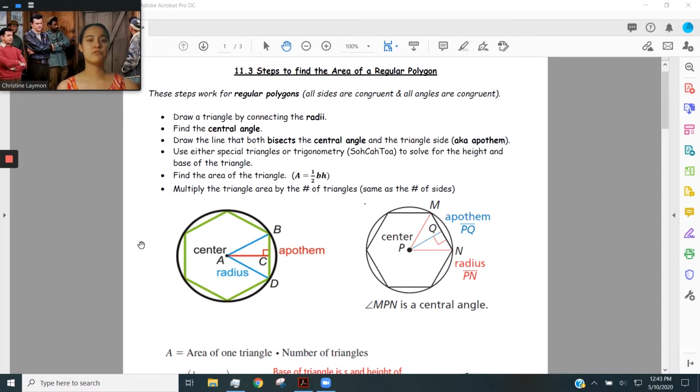Now notice that when we're doing this, we're going to form a right angle. Basically, what we've just done is found the altitude of an isosceles triangle. It so happens that means that the central angle will be bisected as well as the triangle side because it is both a perpendicular bisector and an altitude. These are special properties of isosceles triangles.